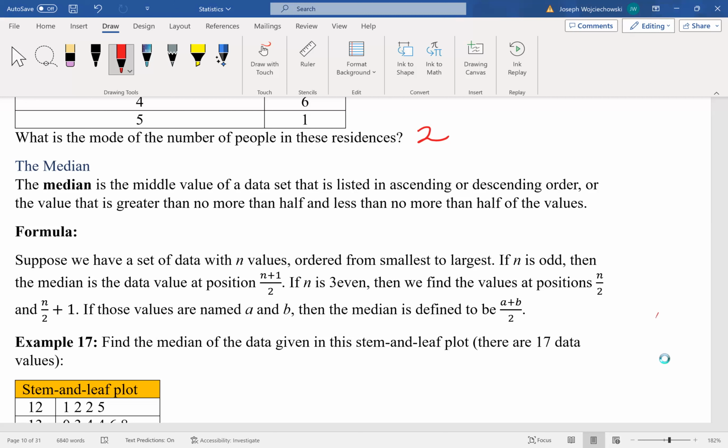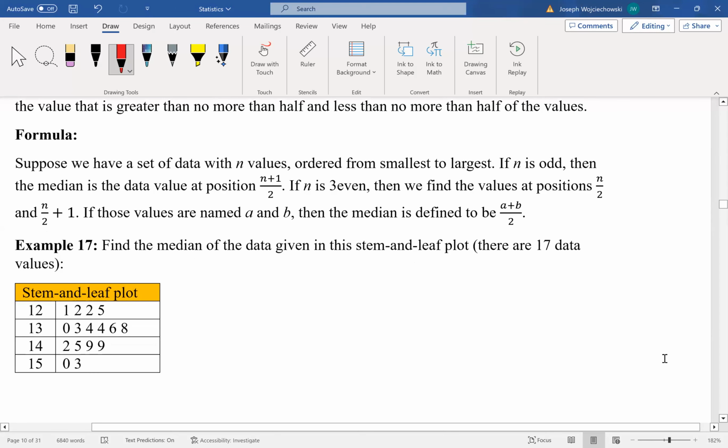So here's how we find the median. Suppose we have a set of data with n values, and it's ordered from smallest to largest. If n is odd, then the median is the data value at position n plus 1 divided by 2. If n is even, then we find the values at position n divided by 2 and n divided by 2 plus 1. If those values are named a and b, then the median is defined by a plus b divided by 2.